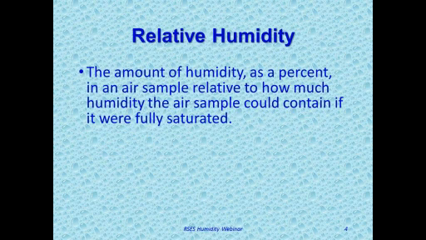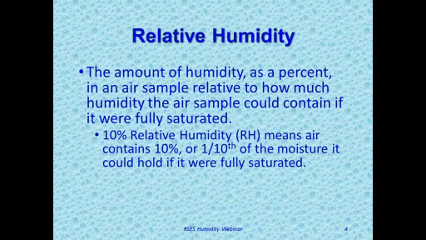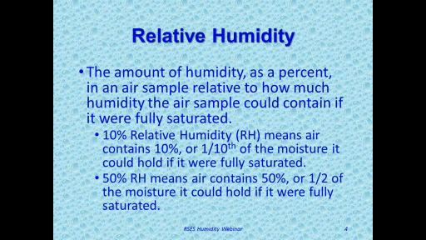Relative humidity is the amount of humidity as a percent in a given air sample, and it's relative to how much humidity the air sample could contain if it were fully saturated. In other words, not able to hold any more humidity. 10% relative humidity means that the air sample has 10% of the moisture that it could hold. 50% simply means that the air is 50% saturated. In other words, it contains 1/2 of the moisture that it could hold had it been fully saturated.